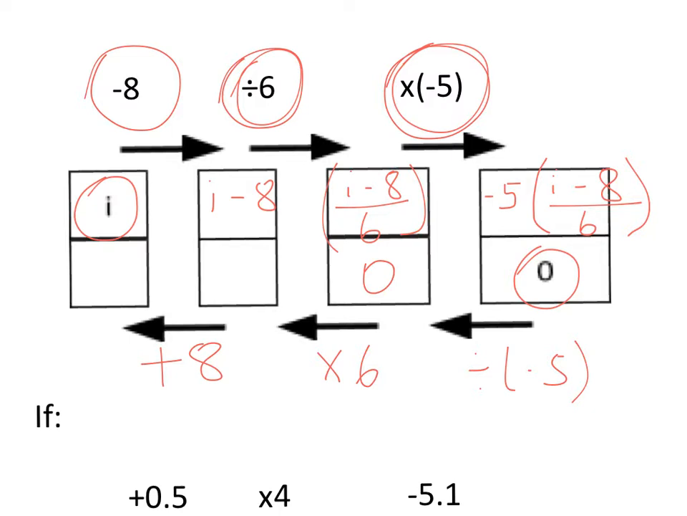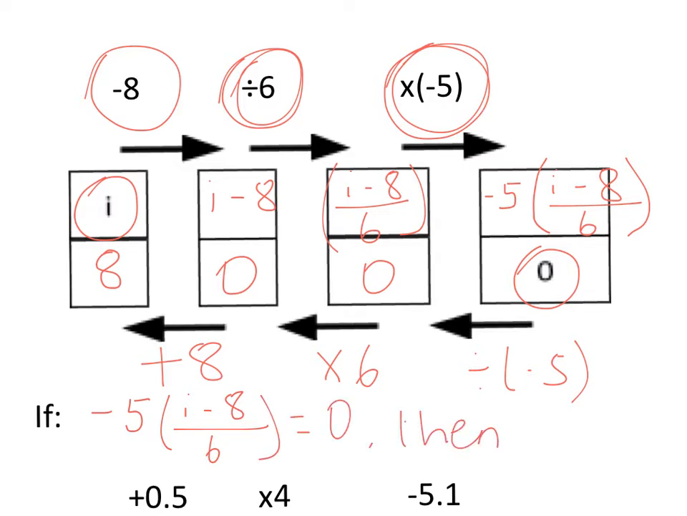Therefore 0 times 6 is also going to be 0. Now we need to add 8. So 8 plus 0 is 8. Therefore I should equal 8, and if we plug 8 in over here, we should get 0. Let's write our statement. If negative 5 times (I minus 8) over 6 equals 0, then I should equal 8.